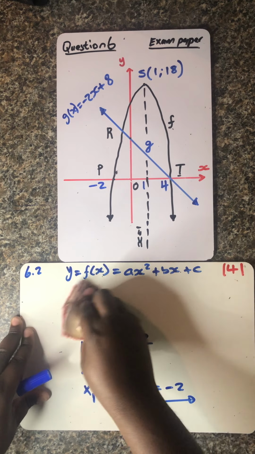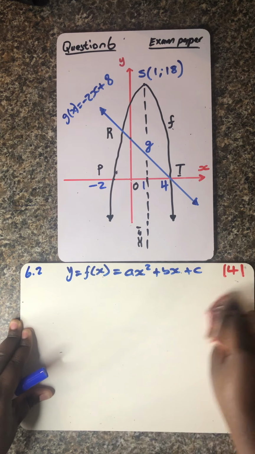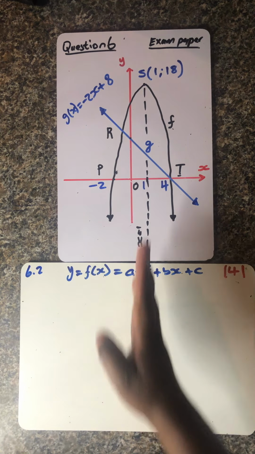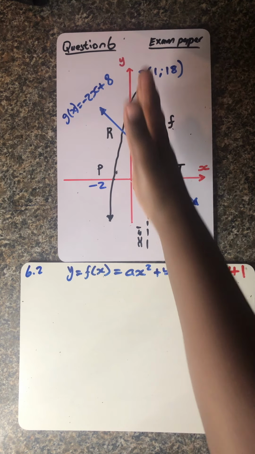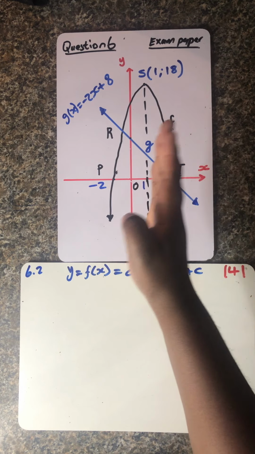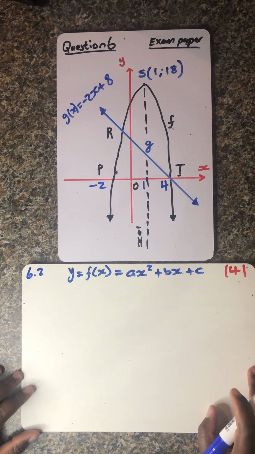How did I calculate this? It's because I know the axis of symmetry and I know one point of the x-intercept. That means 1 is halfway between these two points. Very important, ladies and gentlemen.